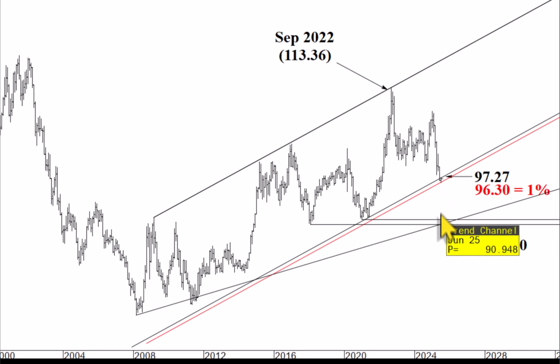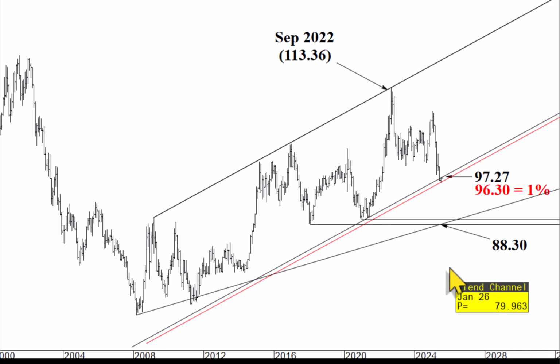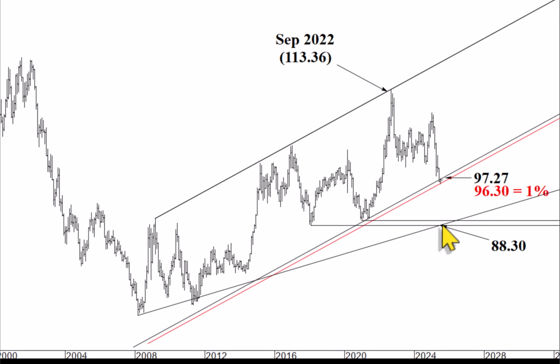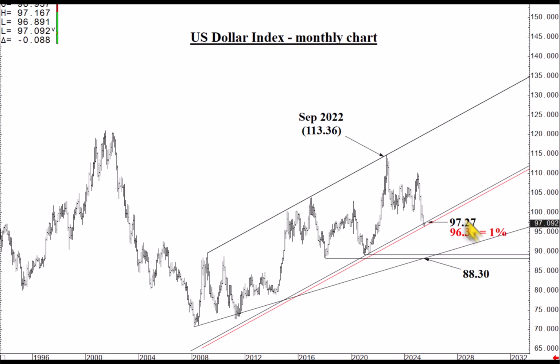This could be another 6 months. So yes, if we close the month of July at 96.30 or lower, we can, by the end of the year, see the upper 80s, 88.30. This is a formation that may well contain selling by that point in time, well into 26, and we could come off of that area.